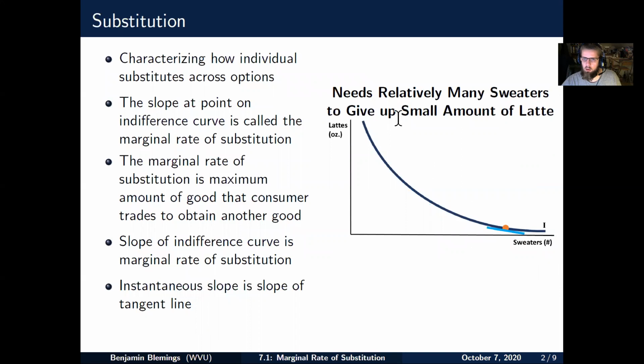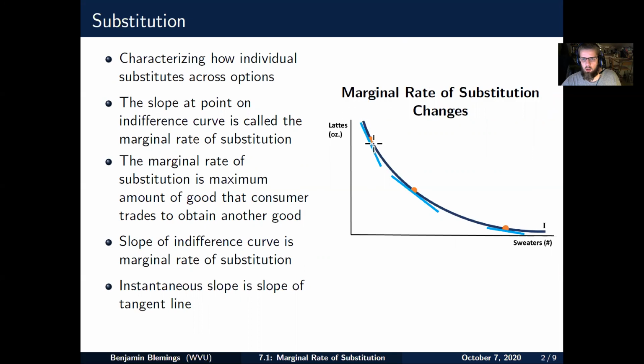And if you're at the end, then you need a lot of sweaters to give up a small amount of latte. And that's because you already have so many sweaters that giving up some latte, you'll have to be compensated quite well because you have very little latte. And it's kind of consistent with diminishing marginal utility here. So notice that this marginal rate of substitution, the slope, is different at different points on this indifference curve. So the slope, or the marginal rate of substitution, is a function of where you are on the indifference curve.